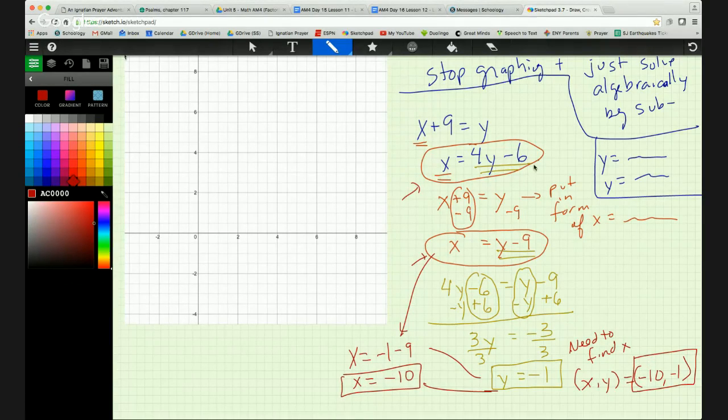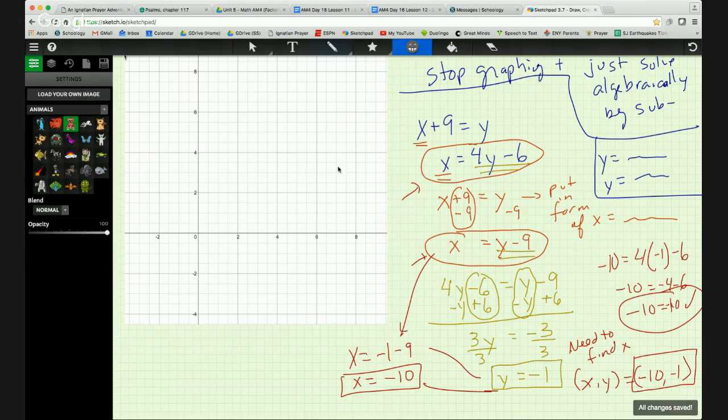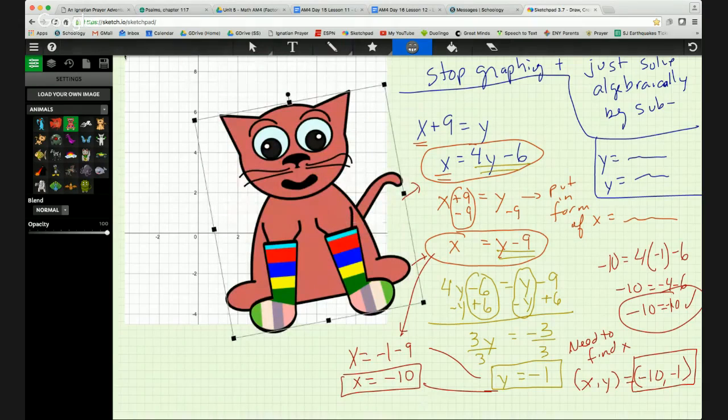And we can check it using the other equation if we wanted to, and put a negative 10 and a negative 1 in here. Let's just see if it still works. So x, which is negative 10, does that equal 4 times y, which is negative 1, minus 6? Negative 10 equals negative 4 minus 6. Yes, negative 10 equals negative 10. It works. And that is a happy cat.